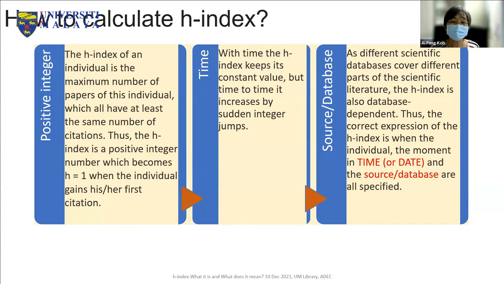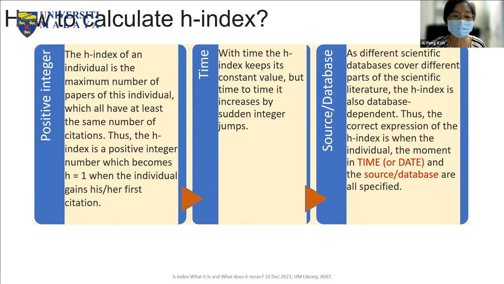So the H index is always a positive integer. I'm wondering, let's say I've published a paper, but I have not received any citation. If someone asks you, what is your H index? Are you supposed to say, I don't have an H index? Or my H index is zero?